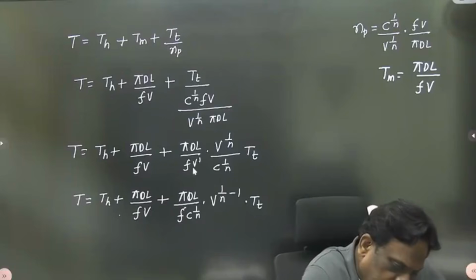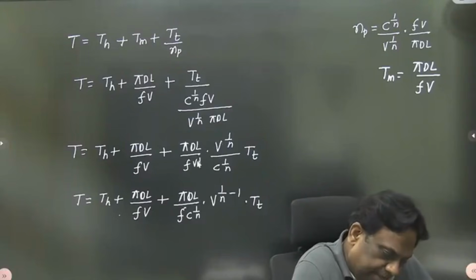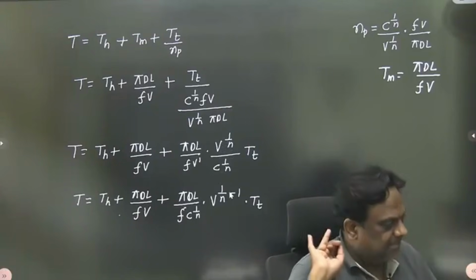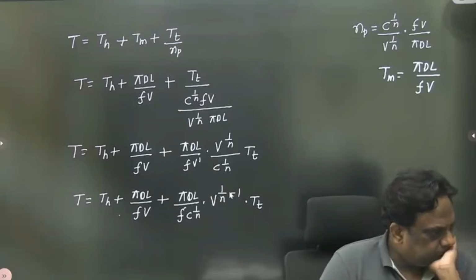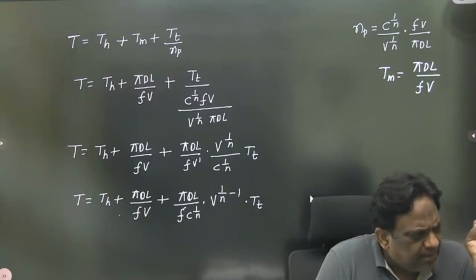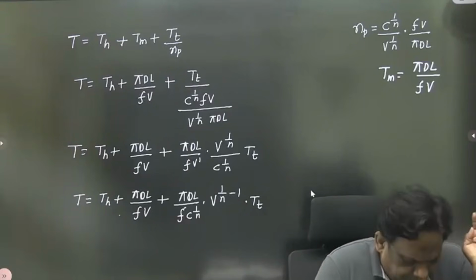मैं कुछ नहीं किया सर. V means V power 1. I have taken this V to the top. इस V को ऊपर लिया तो V power 1 by n minus 1 हो गया, F C power 1 by n. Yes, खत्म. Is there any difficulty sir? Is there any problem in understanding this particular equation?